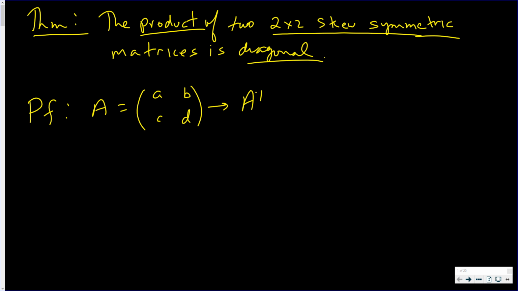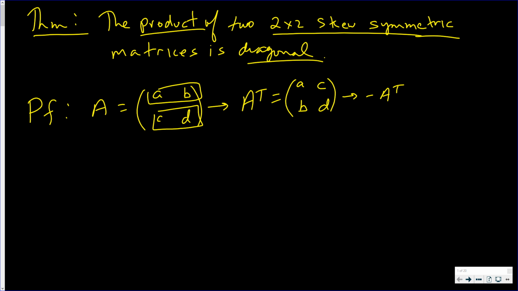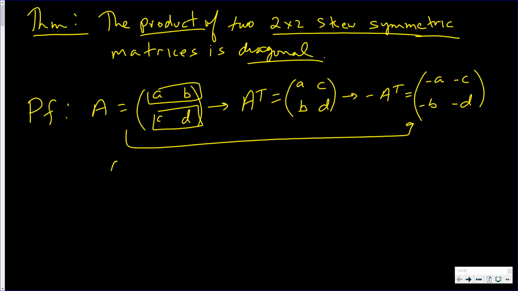Well, A transpose: the first row of A becomes the first column of A transpose, and the second row of A becomes the second column of A transpose. But we don't want A transpose either. We want negative A transpose, which means I just multiply each entry by -1. Now, we want these two matrices to be equal. We want that matrix A is equal to negative A transpose, which is the matrix that I'm writing down now.